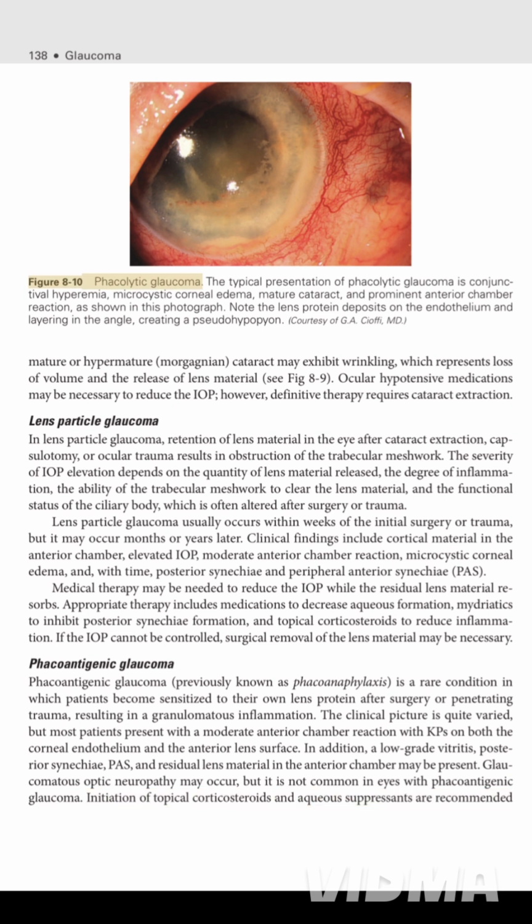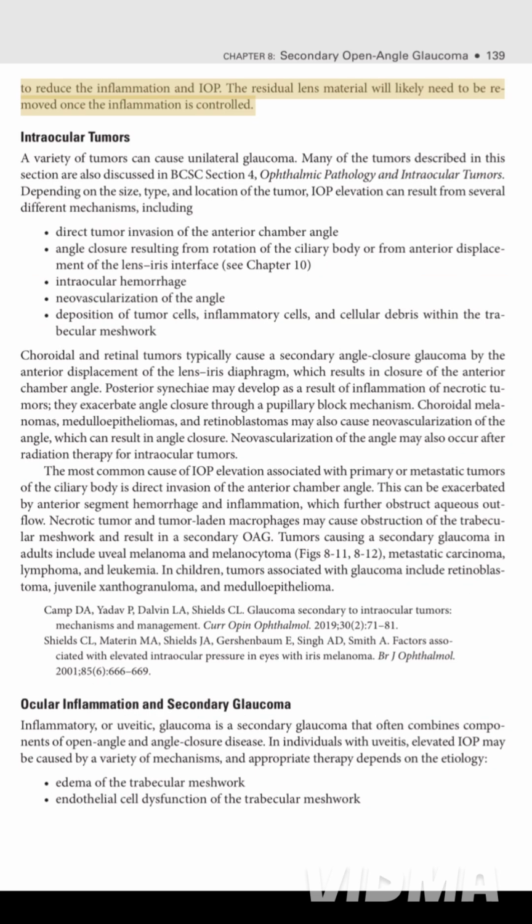Figure 8-10. Phacolytic glaucoma. The typical presentation of phacolytic glaucoma is conjunctival hyperemia, microcystic corneal edema, mature cataract, and prominent anterior chamber reaction, as shown in this photograph. Note the lens protein deposits on the endothelium and layering in the angle, creating a pseudohypopyon. To reduce the inflammation and IOP, the residual lens material will likely need to be removed once the inflammation is controlled.